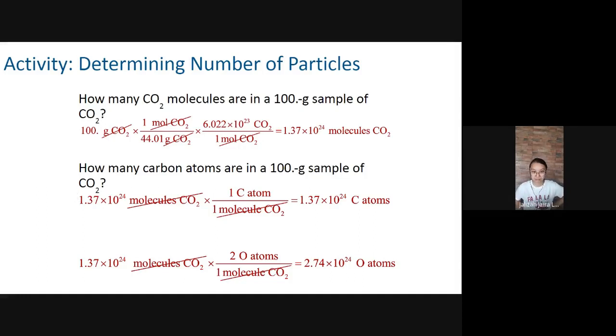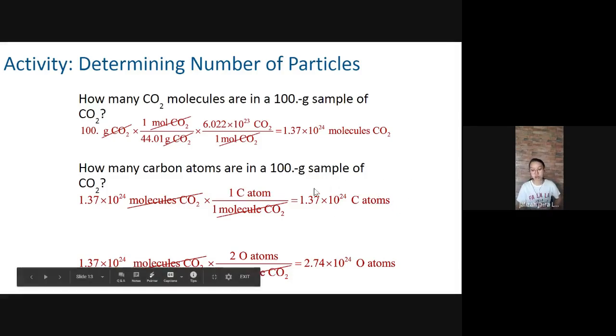There's only one. So that's why we have one carbon atom here for every one molecule of CO2. Now, don't get this confused with Avogadro's number. This particular conversion factor here will be used for looking for specific numbers of atoms, like one element in a compound, usually. And we obviously end up with this particular number.